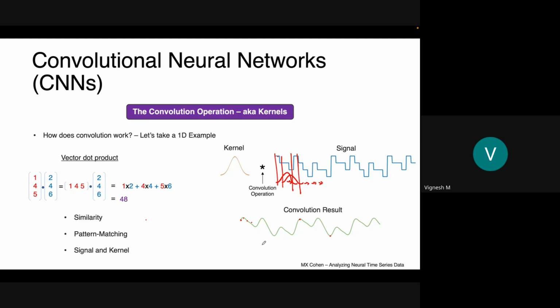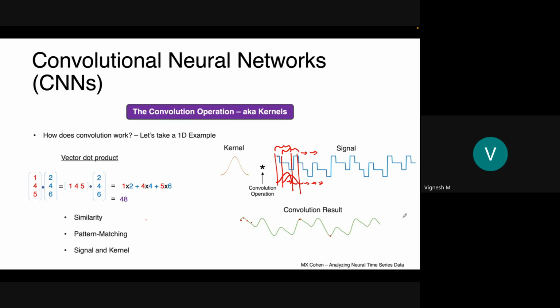And the way convolution is actually done is very simple. It's just taking this kernel, putting it onto the signal, okay, and taking the dot product of that particular section, and then moving it further along the signal, and you get this result.